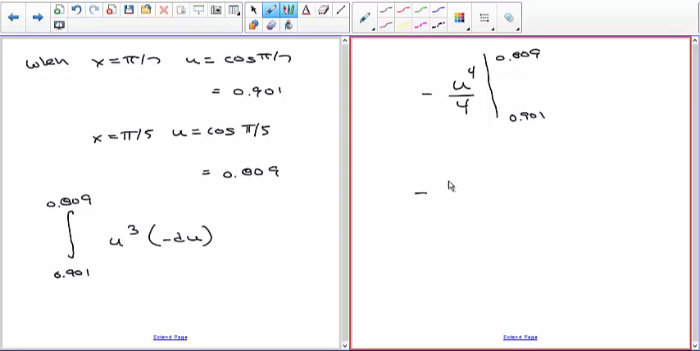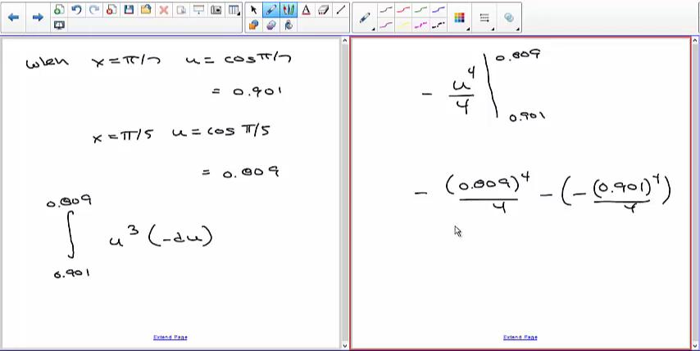So you get negative 0.809 to the 4th over 4 minus a negative 0.901 to the 4th power divided by 4. So this is evaluating this function at the upper limit, subtracting the function evaluated at the lower limit.